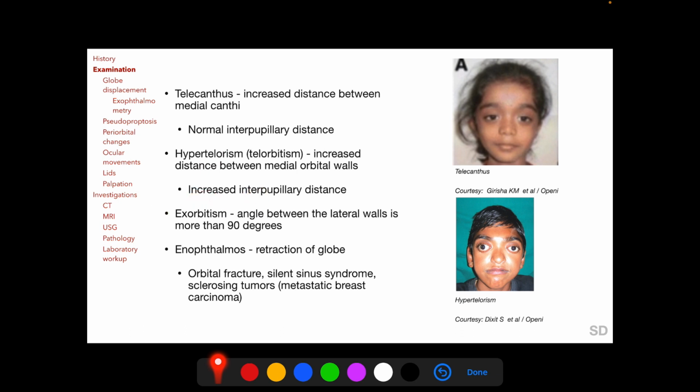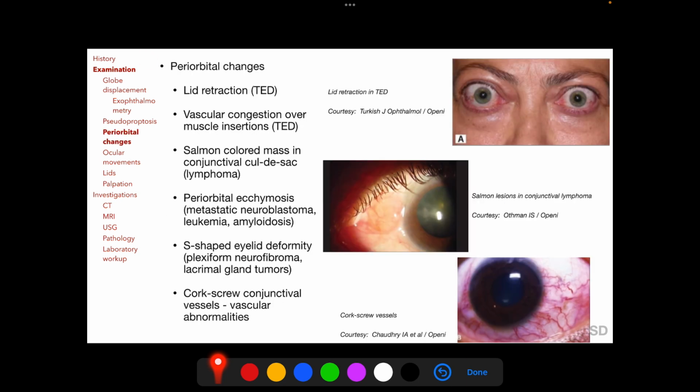Exorbitism is defined as the situation in which the angle between the lateral walls is more than 90 degrees. And enophthalmos is retraction of the globe. And enophthalmos can result from orbital fracture, silent sinus syndrome, and sclerosing tumors such as metastatic breast carcinoma. We also have to look for periorbital changes in patients with a suspected orbital disorder, which includes lid retraction and vascular congestion over muscle insertions in thyroid eye disease. So lid retraction is shown in this picture.